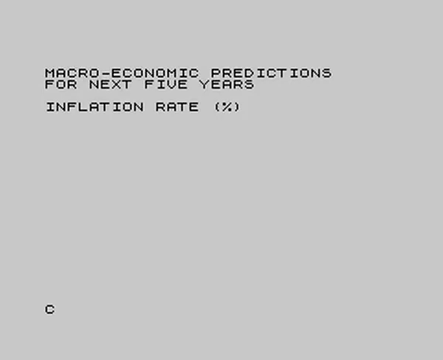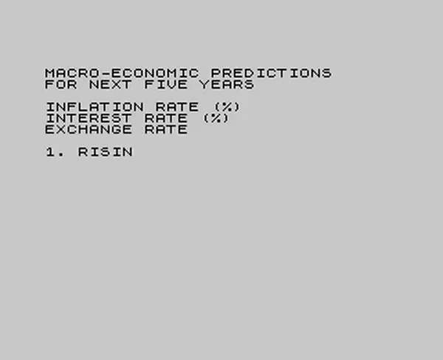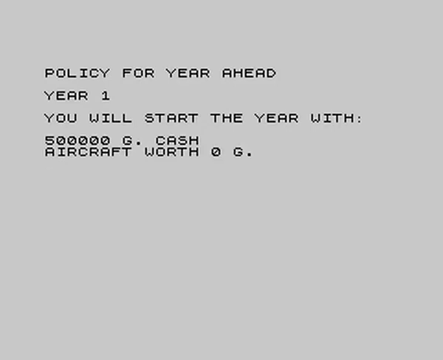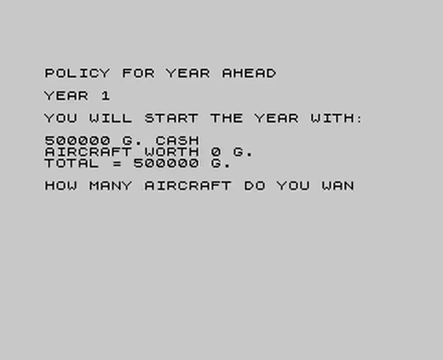Macroeconomic predictions for the next 5 years. I'm using the data from 1985, where, according to the Bank of England website, it was 6.1% inflation, and on 20th of March, 13.38% interest rate. I'm going to say the exchange rate is going to be rising. So we start the year with 500,000 groats, no aircraft.